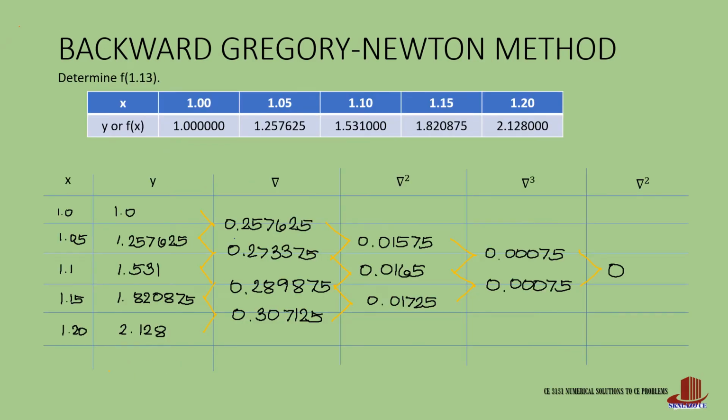Knowing that what we are going to use in order for us to find f of 1.13 would be the backward Gregory-Newton method, we are going to have, in this example, 1.13 would be here, use this value for our x sub n. Still, we would have the same difference table that we had earlier, and since we would have to focus on 1.15, the values of nabla that we are going to use would be taken from 1.15, and that would be these values going up.